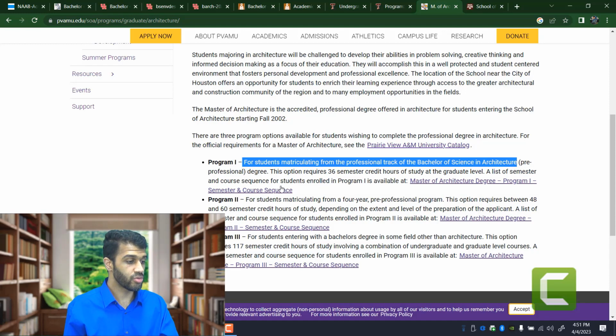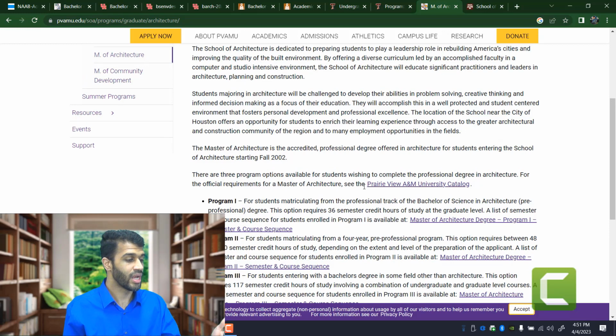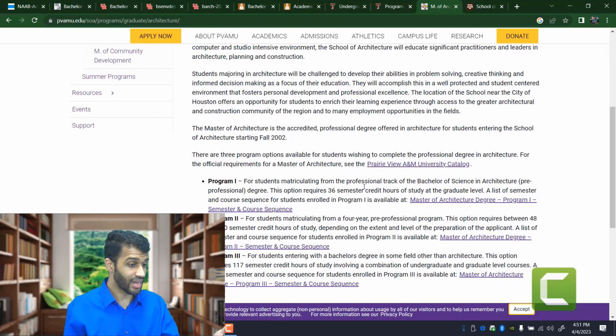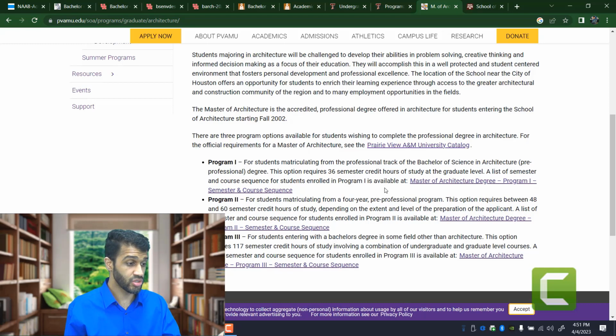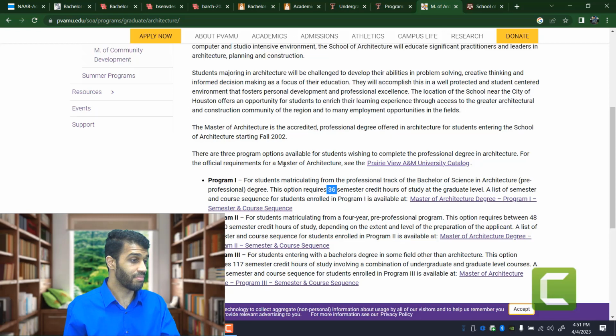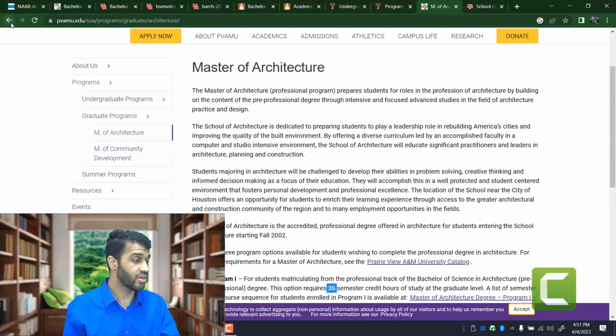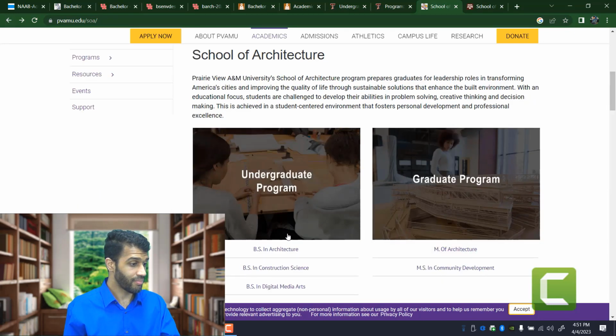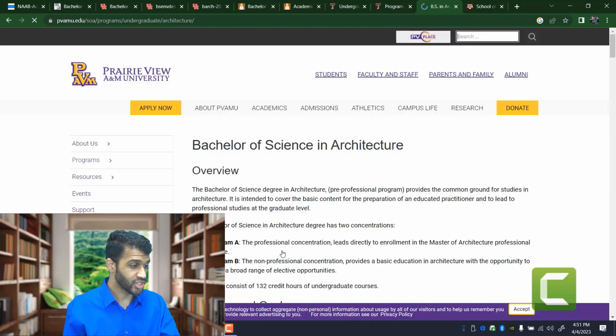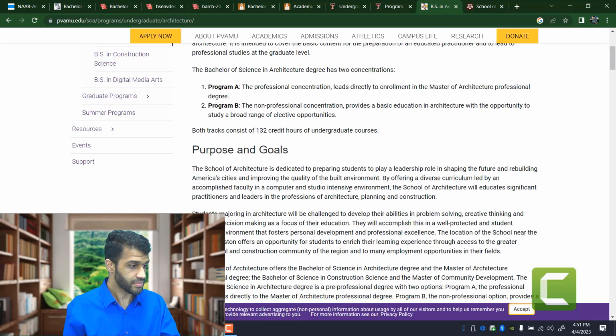Program 1 means that you have a Bachelor of Science in Architecture, and this is a pre-professional degree. This will allow you to become that professional. This will allow you to actually pursue an architectural role. Again, a 5-year program that allows you to have a master's degree. Again, 36 semesters, that's 1 year. Combine that with the 4th year, and you have a 5-year master's degree alongside a NAAB accredited program. And again, a Bachelor of Science in Architecture.